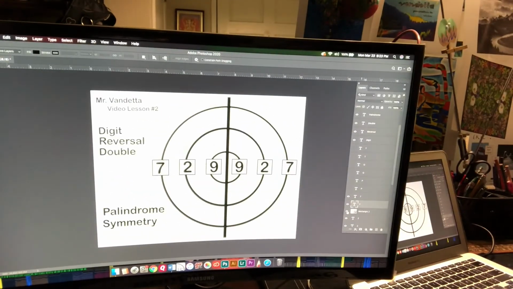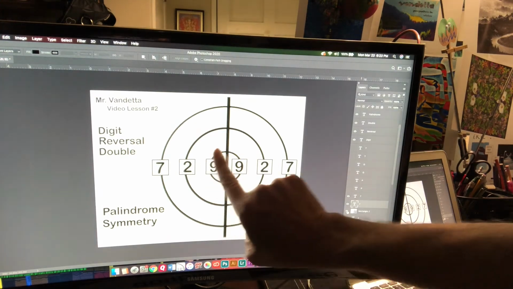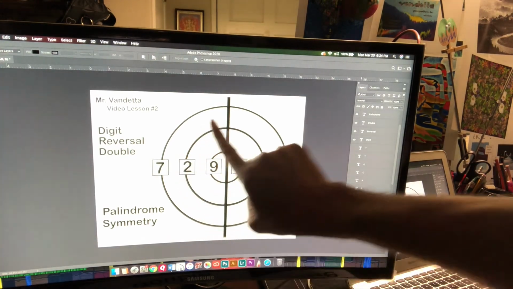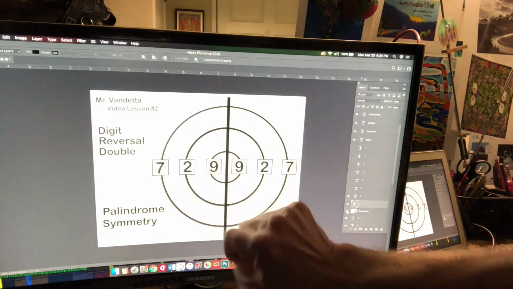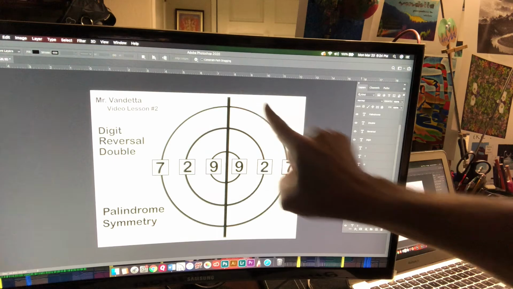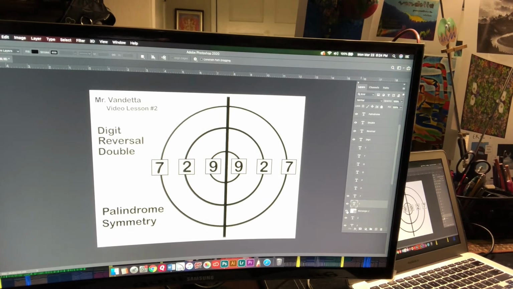I'm going to show you that palindrome one more time. There it is one more time. I want you to notice the pattern. The 9s are both in the center. The 2s are the next circle out in the middle, and the 7s are on the outside. That is a palindrome which is symmetrical. If I take the line of symmetry out of there, I have a plain old palindrome again.